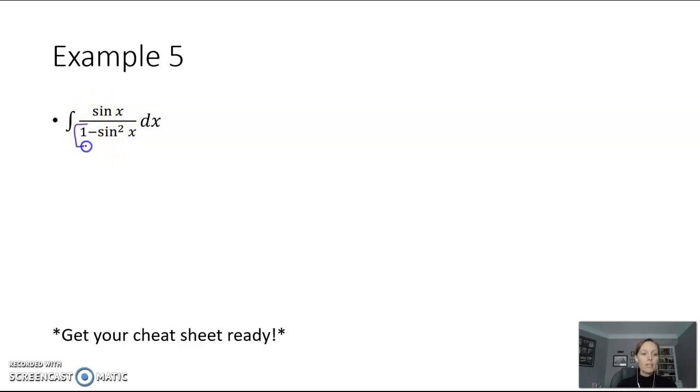So there's a very important identity here that we need to be able to recognize. I don't believe it's on your cheat sheet, but you'll want to maybe add it. So the identity is cosine squared of x plus sine squared of x is equal to 1. This is called a Pythagorean identity. You would have learned it in a pre-cal or trig class. And we use this identity often.